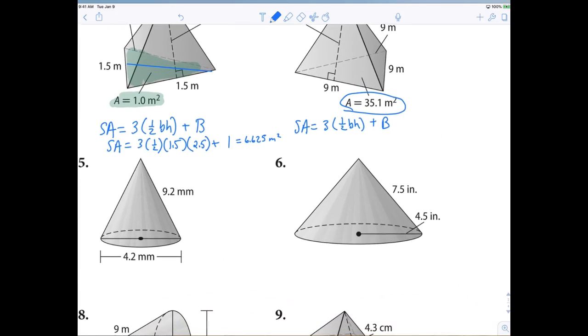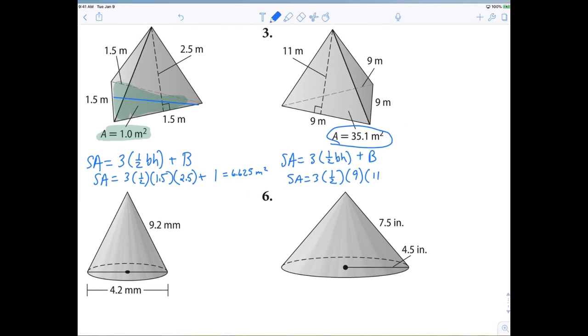So here we go. Someone tell me the surface area is equal to 3 times 1/2. What's the base of the triangle? And what's the height of the triangle? Plus the area of the base, which is 35.1.